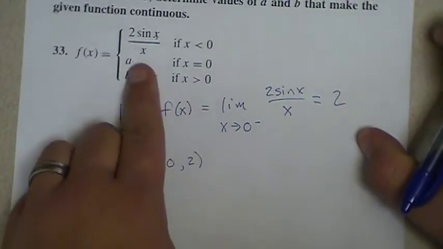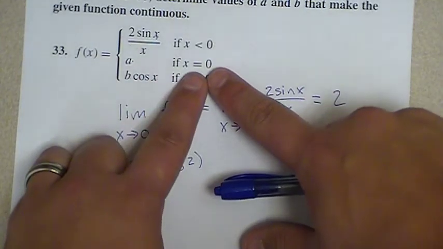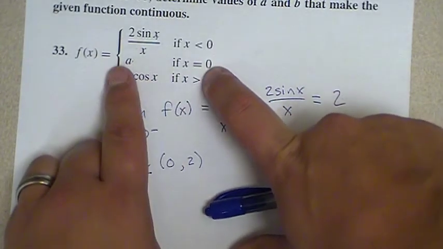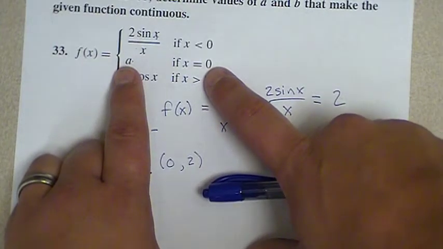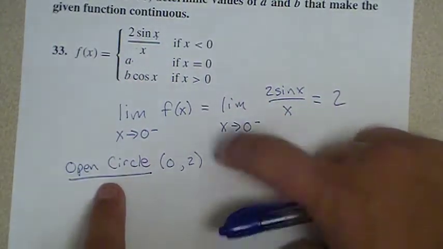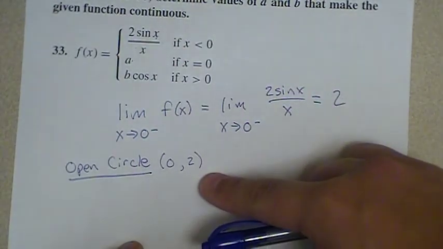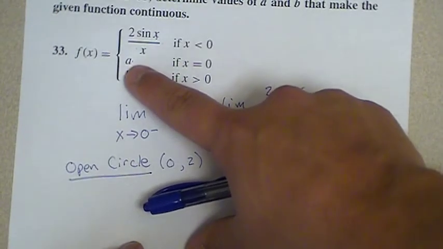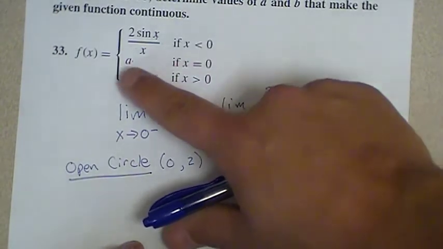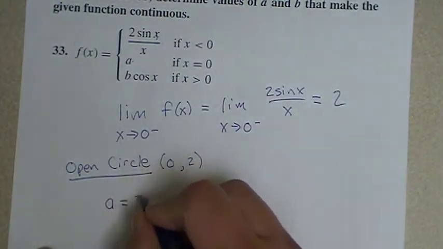We need to make sure that this next portion of the graph, which is just a constant defined for the singular x value of 0, fills the open circle created by where this piece left off. So the open circle's at 0, 2. We need a to be 2 so that we have a closed circle at 0, 2. So a is going to have to be 2 based on that discussion.